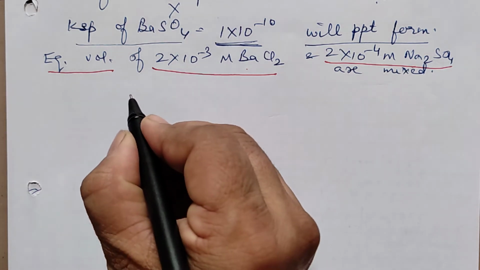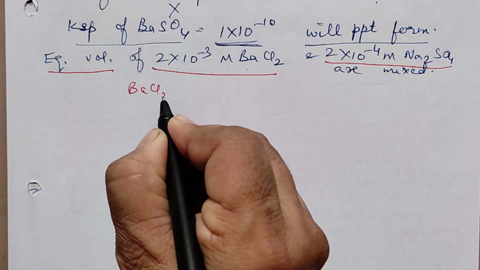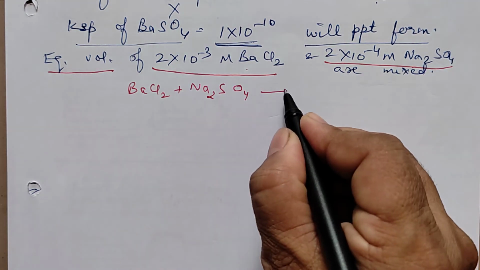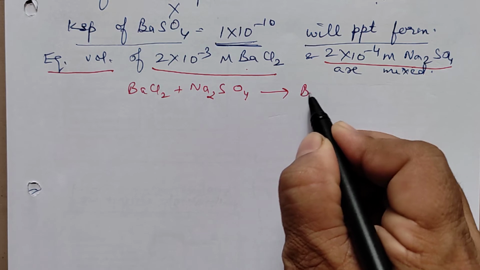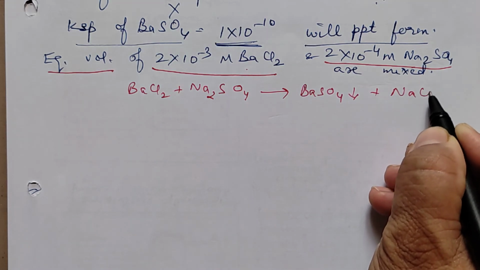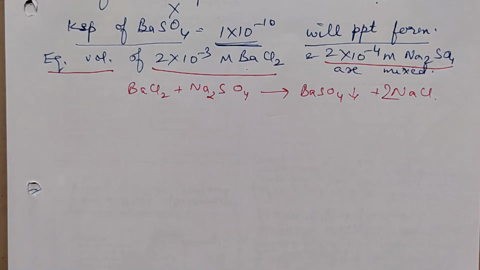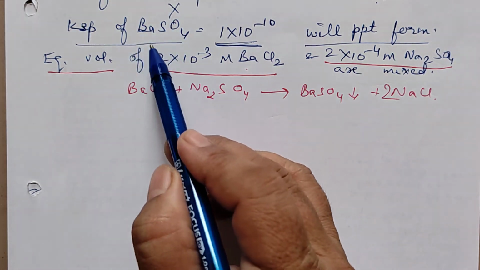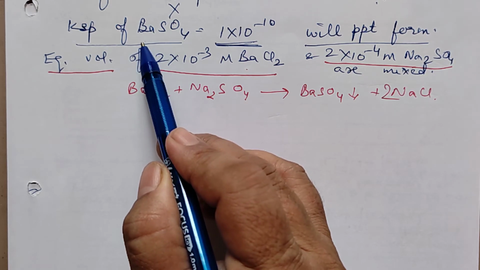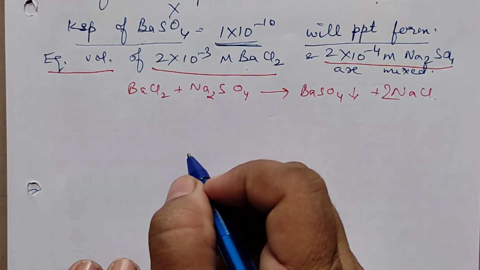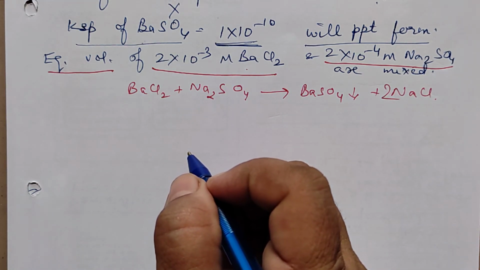So that means when you are mixing barium chloride and sodium sulfate, you are exchanging the ions and then you are getting a precipitate of barium sulfate. This is the precipitate, plus what you are getting is NaCl. Of course, you can balance it, you will get 2 here. Now you have to compare the ionic product with the Ksp value. What is the ionic product of the ions?